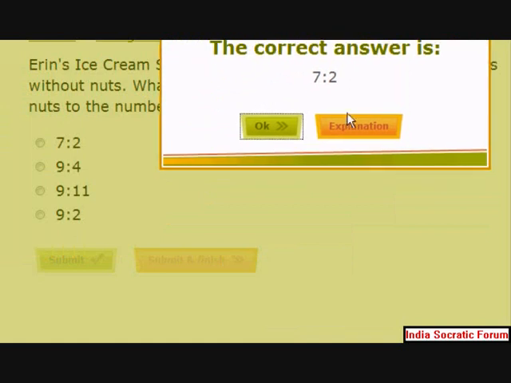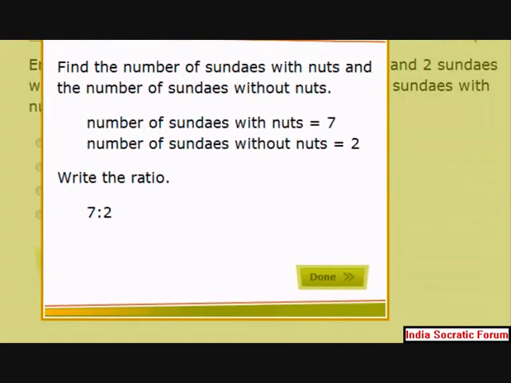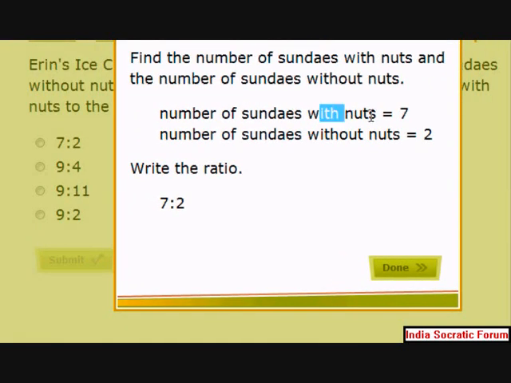Correct answer is 7 is to 2. Do you know how? Number of sundaes with nuts 7. Number of sundaes without nuts is 2. The ratio is 7 is to 2.